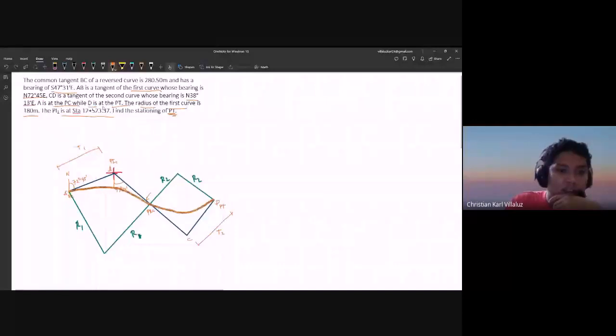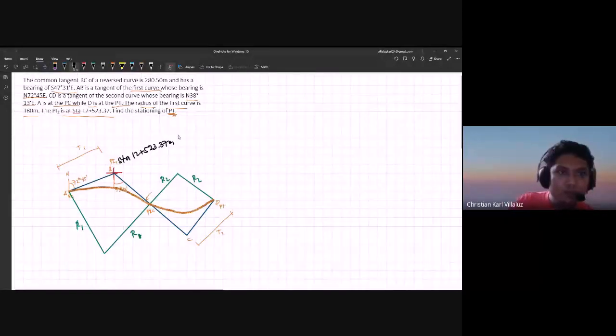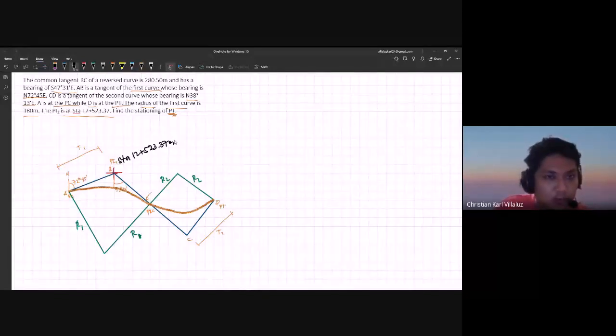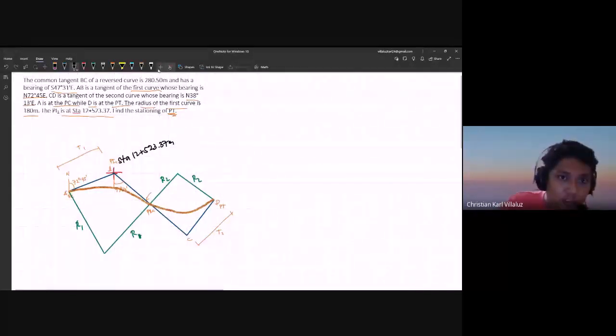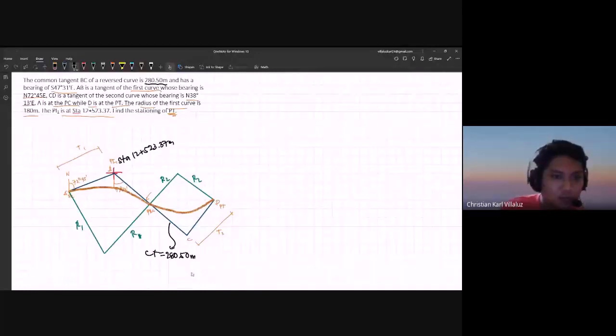Given the stationing at PI1, 12 plus 523.37. Okay. So, required yung radius, yung stationing ng PT. Base sa given, we have the common tangent of 280.5. So, ibig sabihin, itong distance na to from point B to point C, common tangent of 280.5 meters. Okay. So, yun.